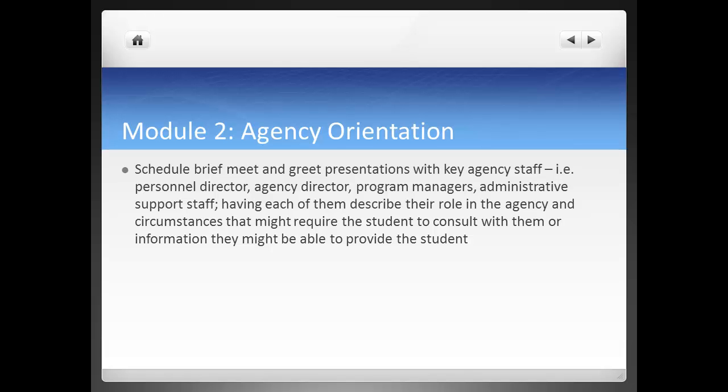Where do they go to make copies? Is there certain identification they need in order to make that copy? Where can they go to use a particular phone or computer? Having each of these staff members describe their role in the agency and circumstances that might require the student to consult with them is information that will be helpful to your student.